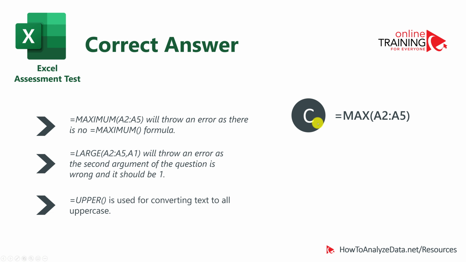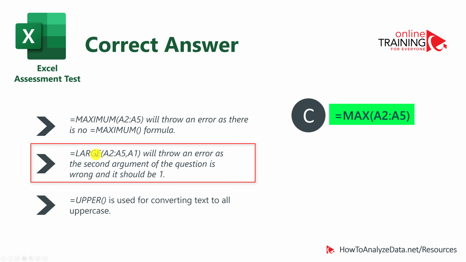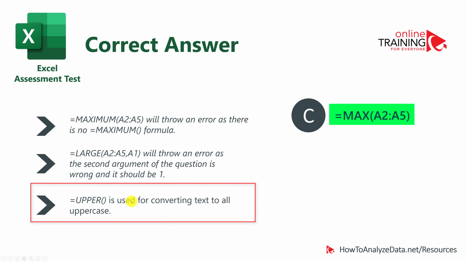So as you can see, the correct choice here is C, but other functions on the list are wrong. Some of them do not exist, like the maximum function. Large will give you an error because there's an extra argument here, so it's not going to get you the right answer. And upper is used for converting text to uppercase, which is not the right choice here. So hopefully you got this one right.